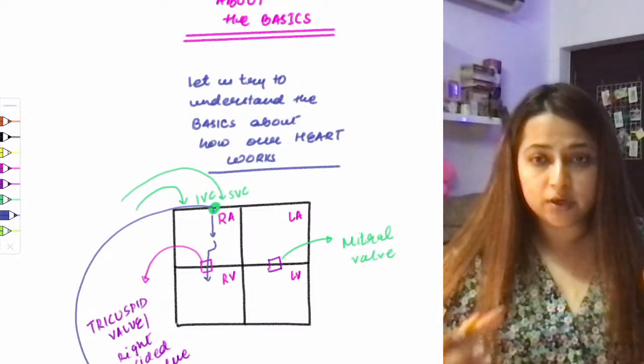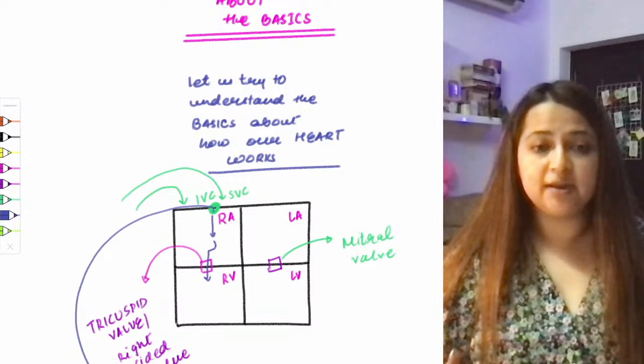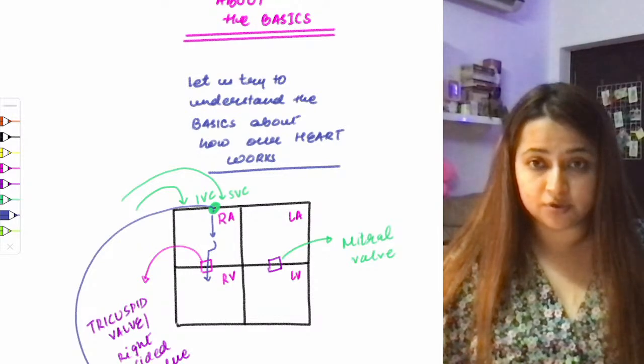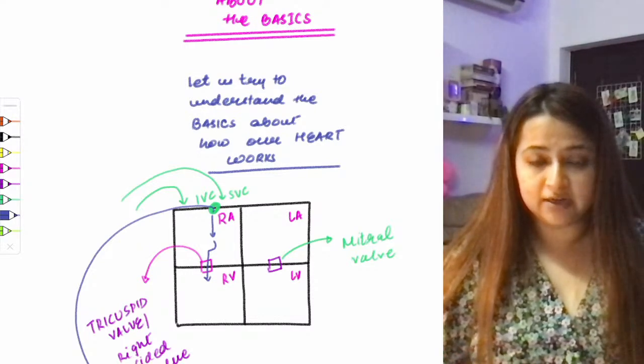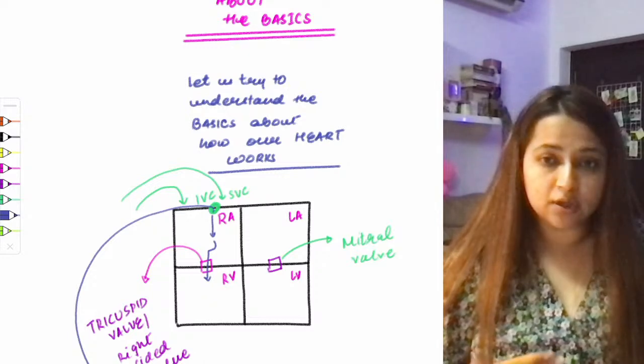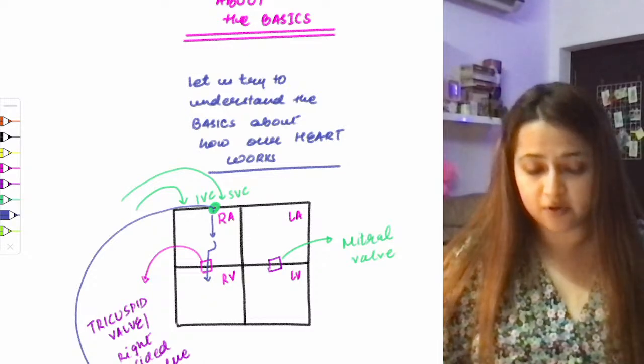Moving on, once the blood enters the right atrium, this has to go into the right ventricle. And what is allowing this blood to reach the right ventricle is the tricuspid valve when it opens. So when the right atrium is contracting, ultimately the blood is entering into the right ventricle via the tricuspid valve.